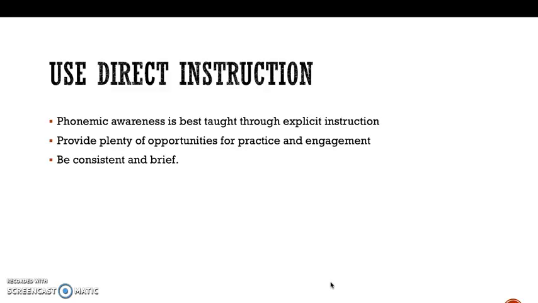Station teaching is fantastic, but this is not something that you could do in an independent station. It's best taught through explicit or direct instruction, and you need to be sure that you provide plenty of opportunities for practice and engagement for your students. You also need to be consistent and brief in your instructions, so say things the same way. That way you're not confusing your kids.